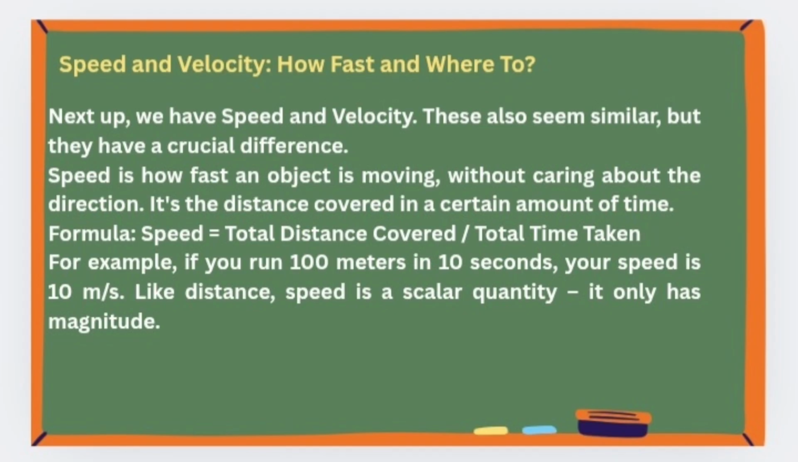Speed and velocity, how fast and where to. Next up, we have speed and velocity. These also seem similar, but they have a crucial difference. Speed is how fast an object is moving, without caring about the direction. It's the distance covered in a certain amount of time. Formula: speed equals total distance covered divided by total time taken. For example, if you run 100 meters in 10 seconds, your speed is 10 meters per second. Like distance, speed is a scalar quantity.